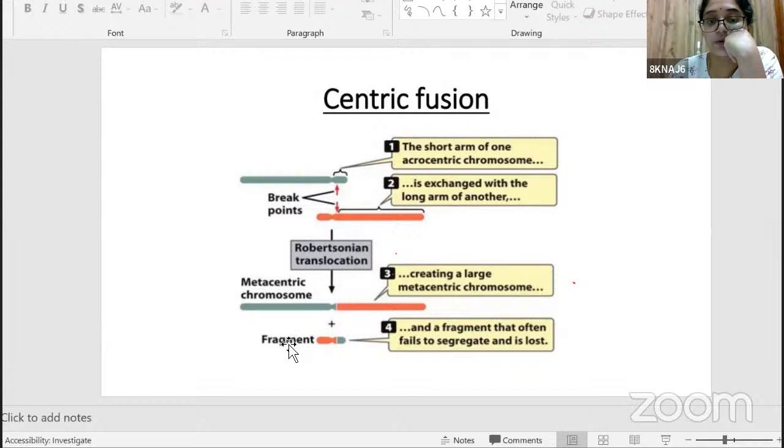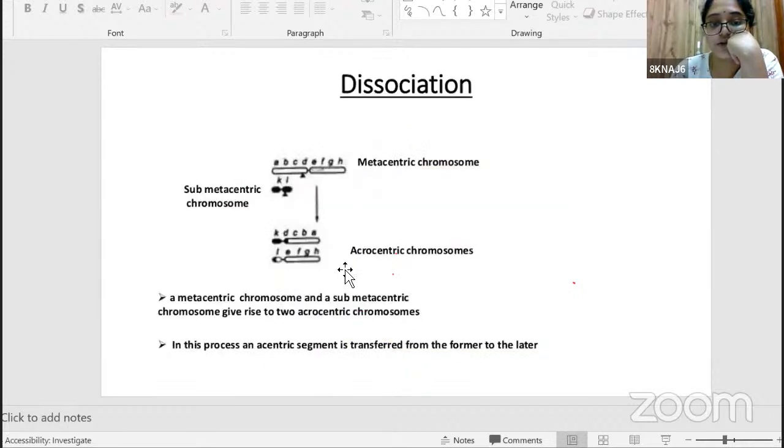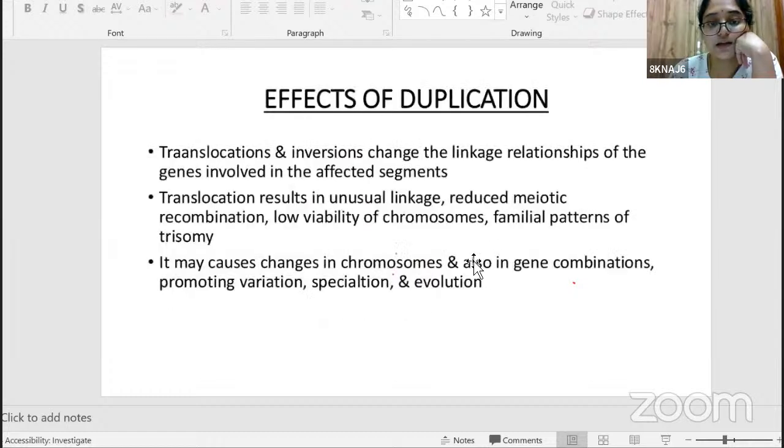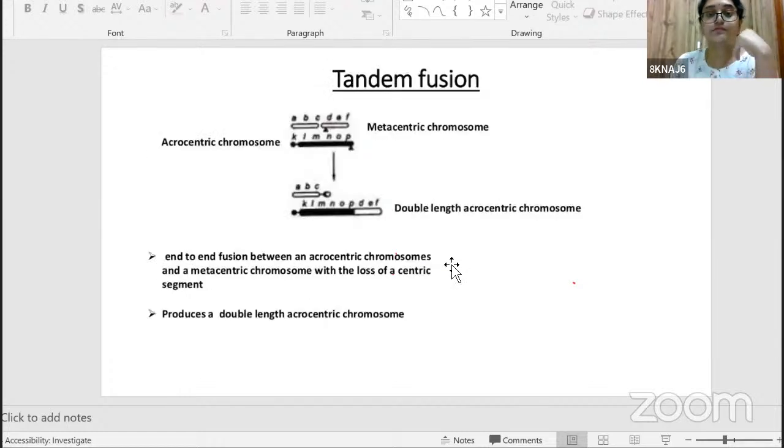Formation of the new fragment over here, as you can see. Breakpoints over here present. Metacentric chromosome position, creating a large metacentric chromosome, then the fragment falls off. Dissociation is also similar to that. And then this is the tandem fusion basically. So, right, this is all about the translocation.